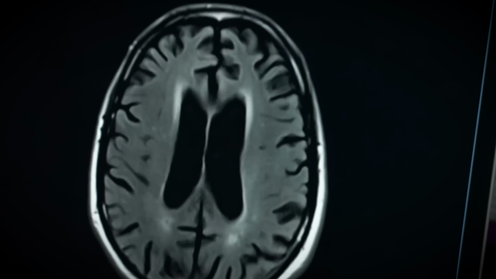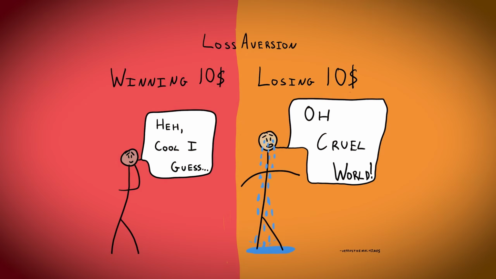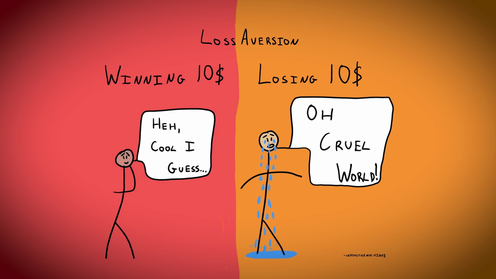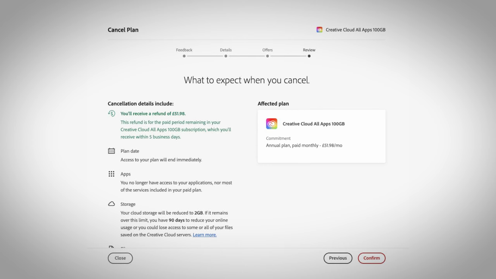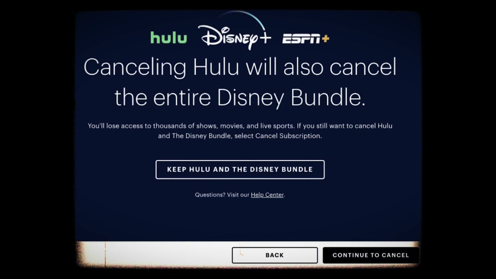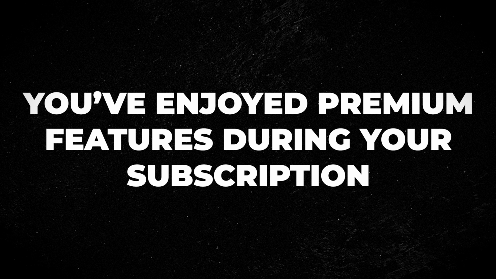See, the most effective dark patterns tap into basic psychological principles. For example, loss aversion. It's this principle that says humans hate losing things way more than we enjoy gaining things of equal value. So designers know that, and they craft messages emphasizing what you'll miss out on if you cancel. You'll lose access to your premium features instead of you've enjoyed premium features during your subscription.